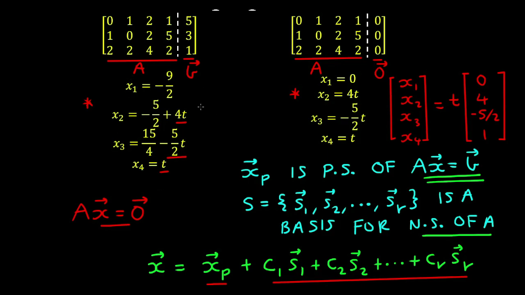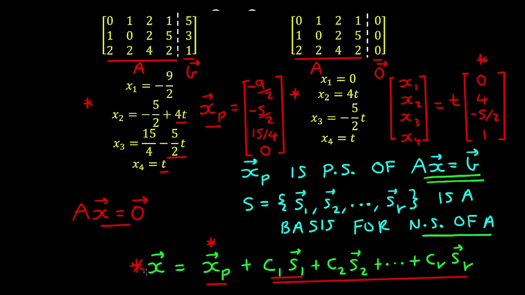So therefore the particular solution, xp, is equal to minus 9 on 2, minus 5 on 2, 15 on 4, and 0. So as you can see, we can superimpose xp plus the linear combination of the basis vectors in the homogeneous solution to obtain a general solution for the consistent linear system Ax equals b.